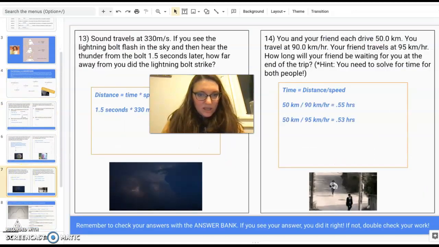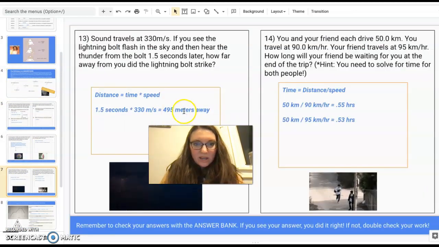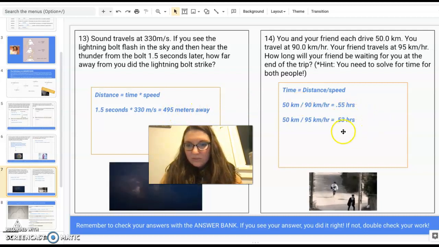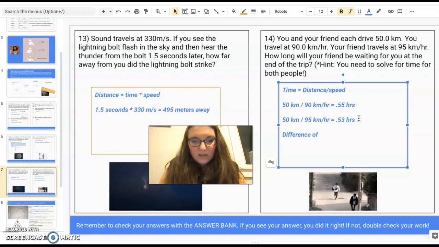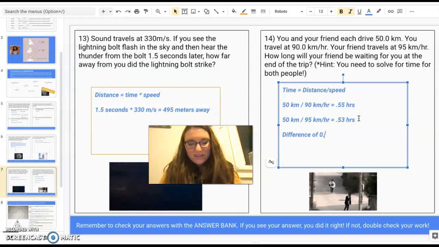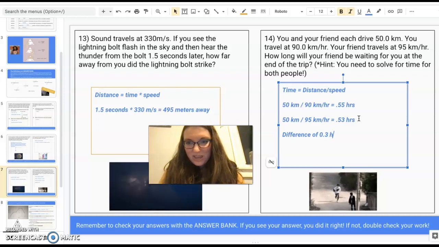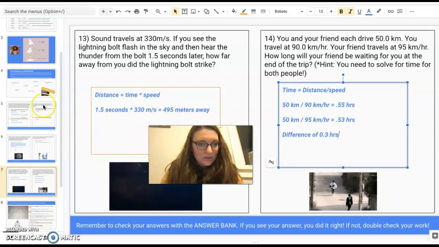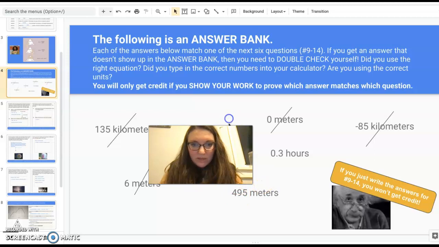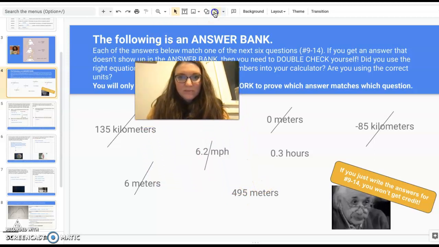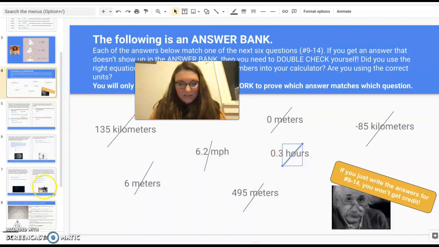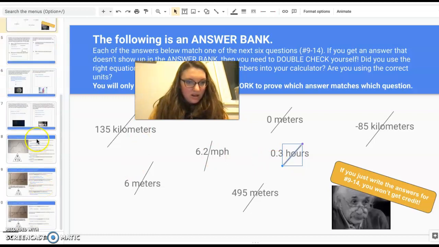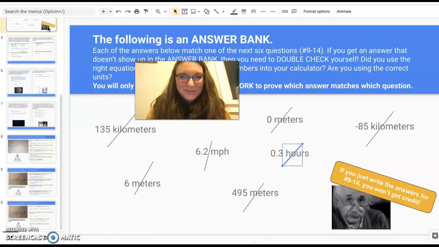All right, and we got 495 meters, and then this one is a difference of 0.3 hours. So 495 meters and 0.3 hours. And I actually got 0.2 hours, but that's close enough that we'll call it. Okay, so we got all our answers there. We are good. All right. Nice work. Good job, you guys.